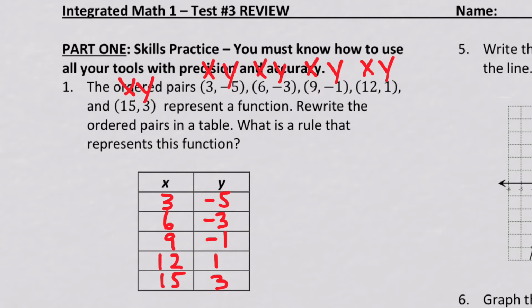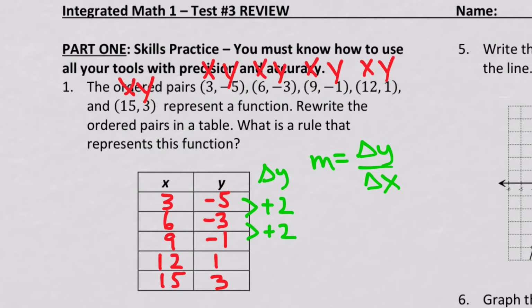Now when it's in a table, I can look for patterns. Because remember, the slope is the change of y over the change of x. So if I can find the change of y, it's what's the pattern. So looking at the y coordinates, let's see how it changes from -5 to -3, -3 to -1. From -5 to -3, what's that change? Does it go up or down? It goes up by 2. What's the change from -3 to -1? Up by 2. If I keep looking, it's another +2 and +2. So the change of y is constant.